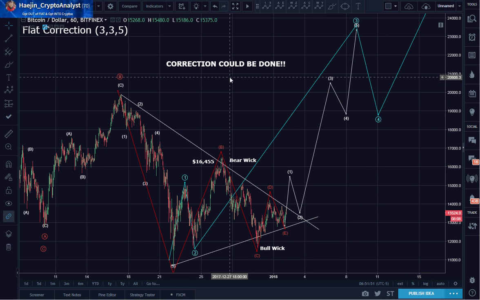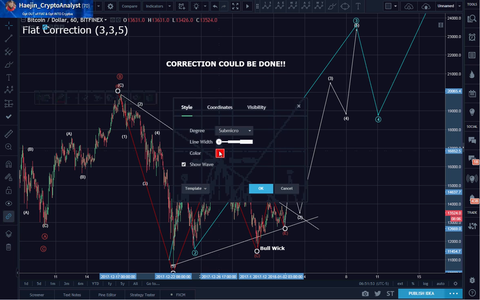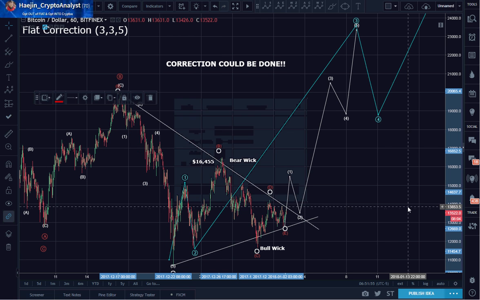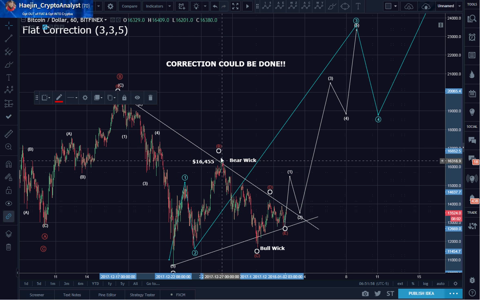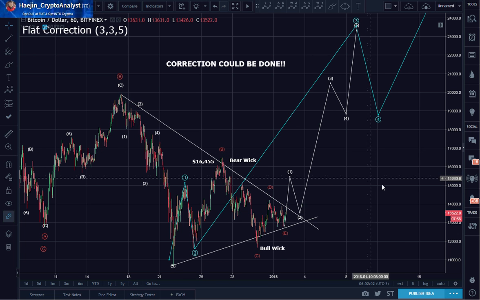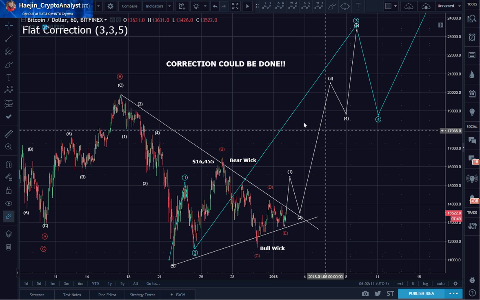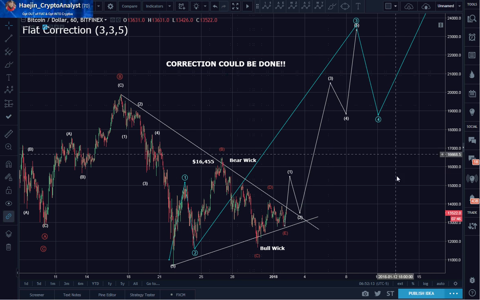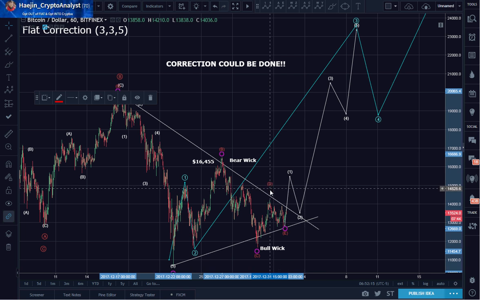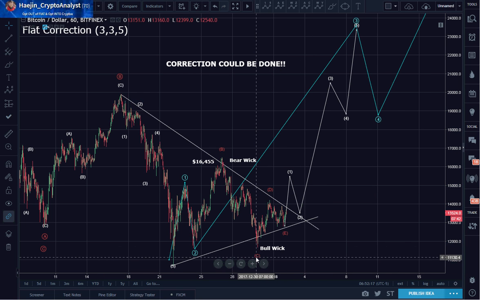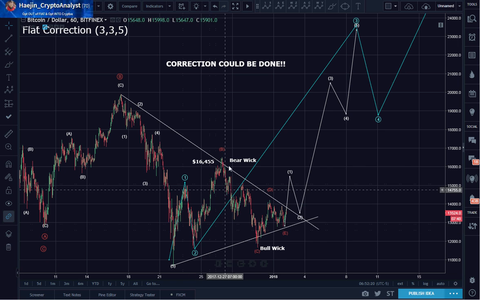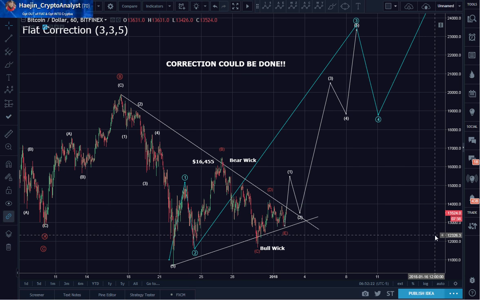So I've made some more modifications. Well, I had paused the video. Forgot to turn back the recording on. No problem. So here, I'm now saying that the correction could be done. That this A, B, C, D, E is completing it.